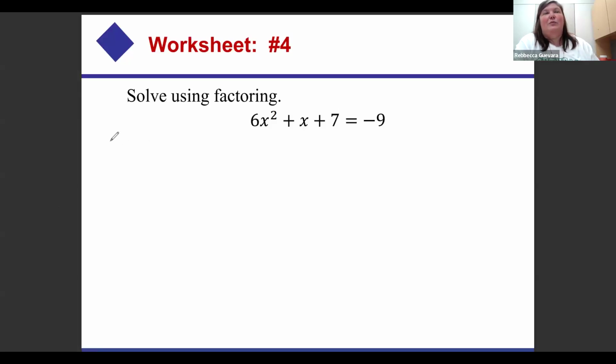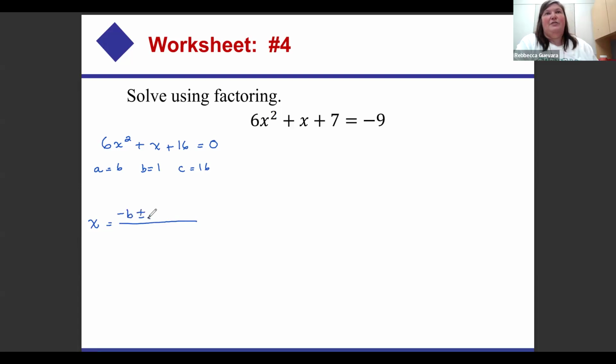So go back to this. What we had done is we changed this. So we had 6x squared plus x, and then we added the 9 over here. So that was plus 16. And that was all equal to 0. So going back with the quadratic formula, a is 6, b would have to be 1, and c would have to be 16.